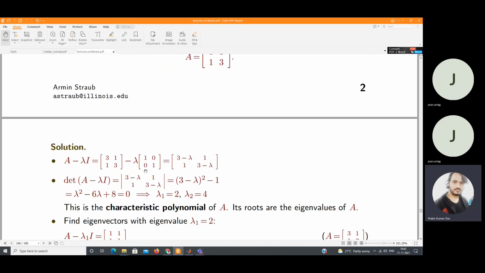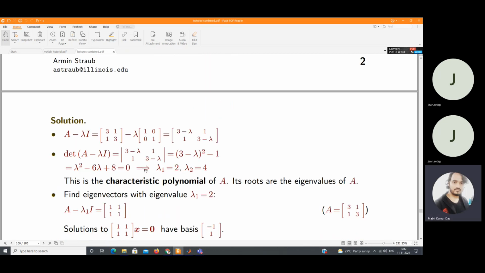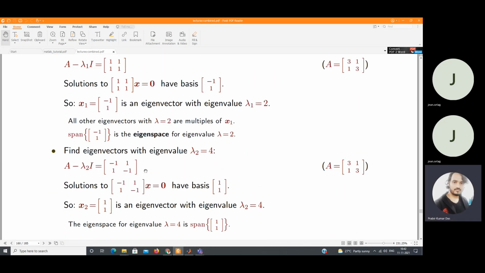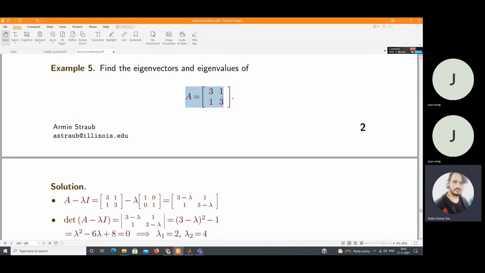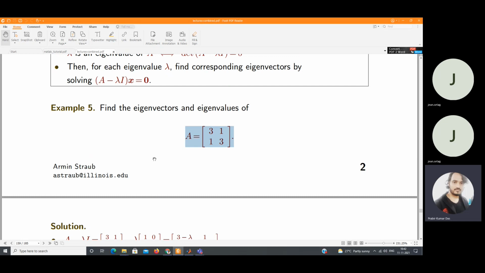And using MATLAB, okay. Here is an example of how you can calculate eigenvectors and eigenvalues. So this is our matrix A. You don't have MATLAB, right?